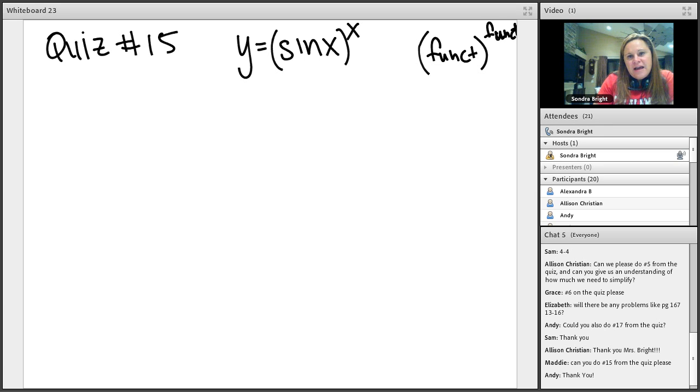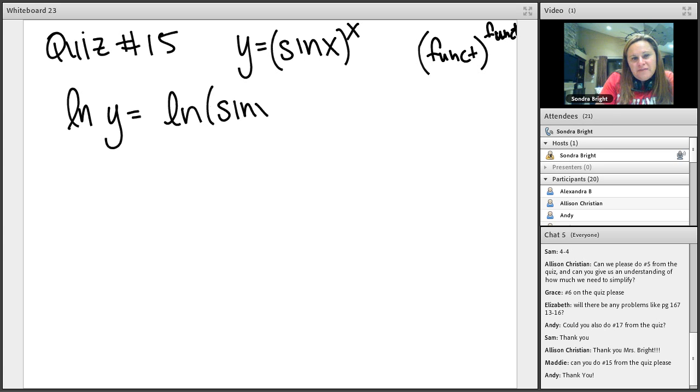And when you have that, you've got to do, what do we call it? Logarithmic differentiation. You want to get x out of the exponent. And to do that, you're going to use natural logs. So I'm going to take the natural log of both sides. Natural log of y equals the natural log of sine of x to the x.